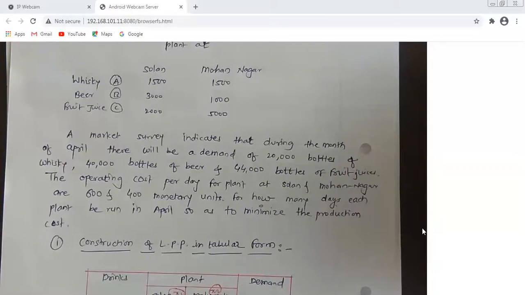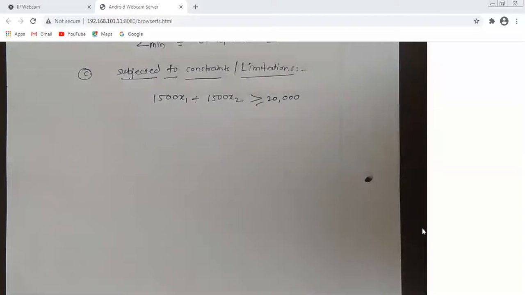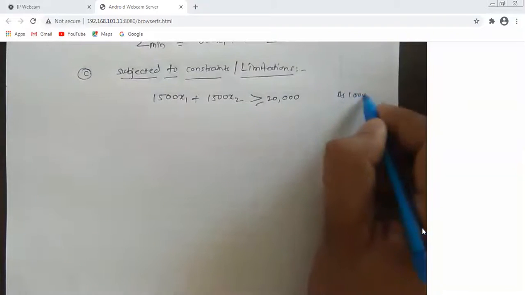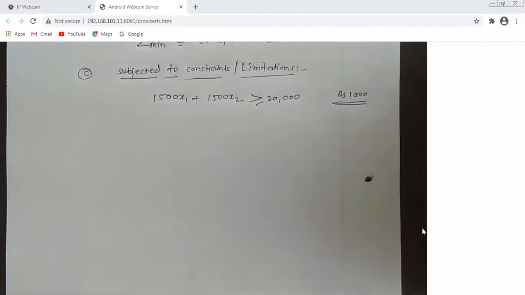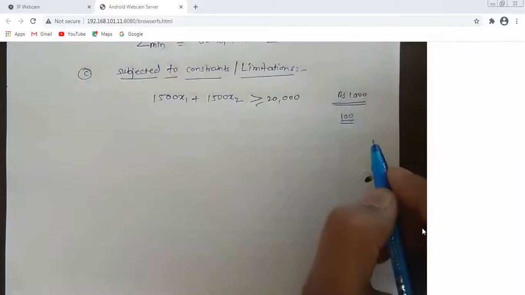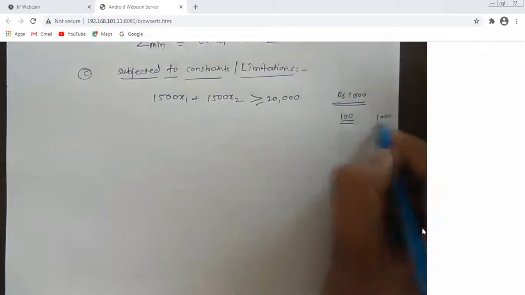In simple language, suppose I have given you 1000 rupees, please listen carefully, and I told you that you have to spend at least 100 rupees. You have to spend at least 100 rupees. So what will you do? You have two choices. Either you spend a minimum of 100 rupees, or you can spend a maximum of 1000 rupees.